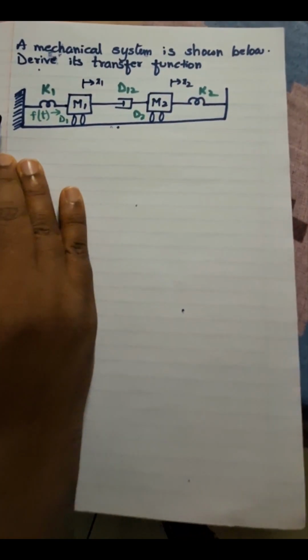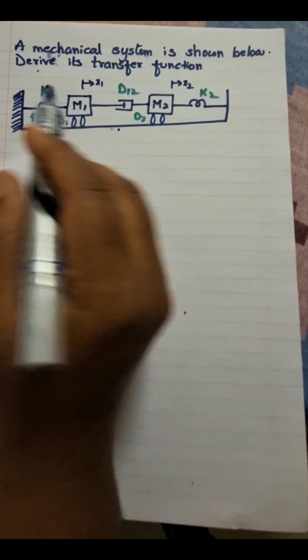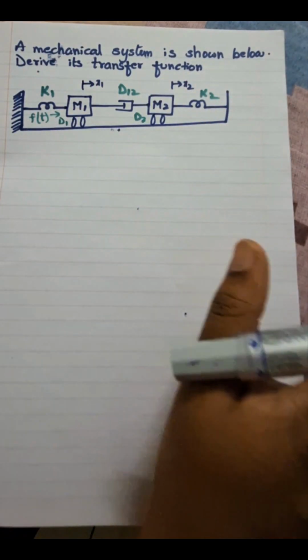So now this is another question. So here, what is the question? A mechanical system is shown below. A system is given, derive its transfer function. So fine. What do you mean by transfer function? They didn't say what it is. They just said they want the transfer function.